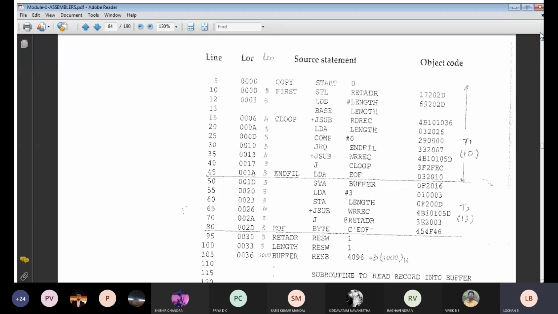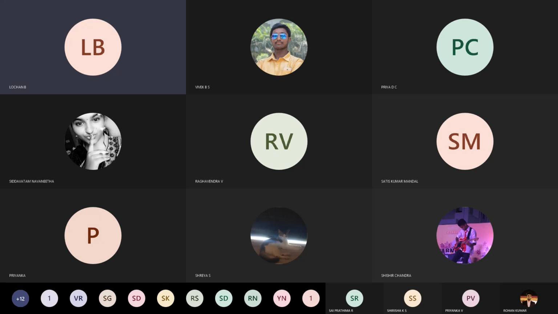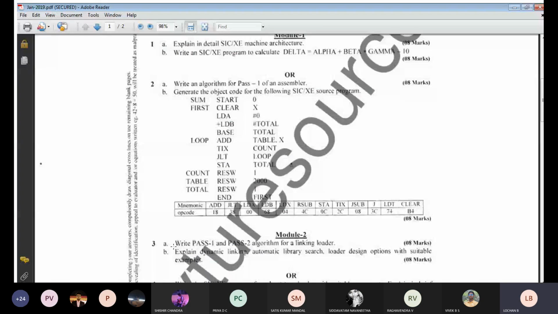So for example, I'll show you one question paper so that you will understand how they are going to ask in your examination and how you need to calculate. Everyone look here. This is one question paper I'm showing you. Can you see the 2B question? Yes, sir.